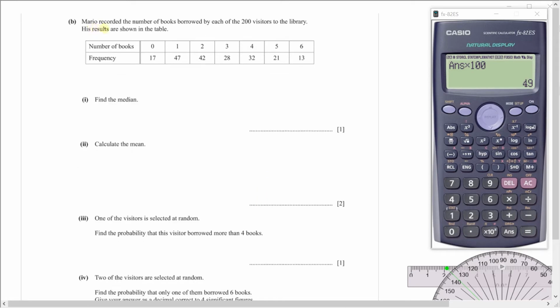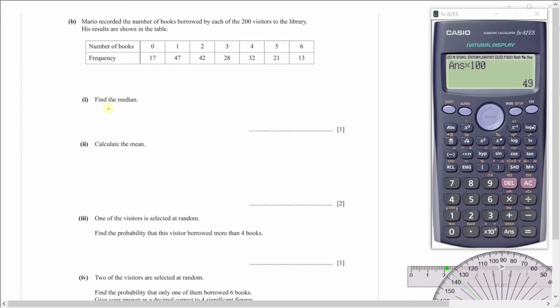Part B is Mario recorded the number of books borrowed by each of these visitors, 200 visitors to the library. His results are shown in the table. So 17 visitors borrowed 0 books, 47 visitors borrowed 1 book, 42 visitors borrowed 2 books, and so on. The first part is find the median.